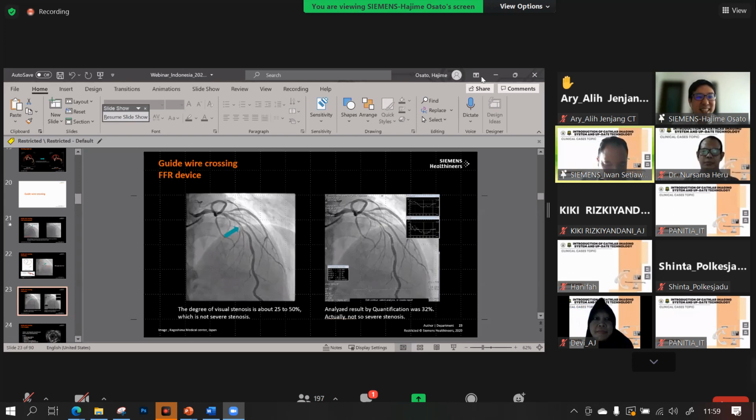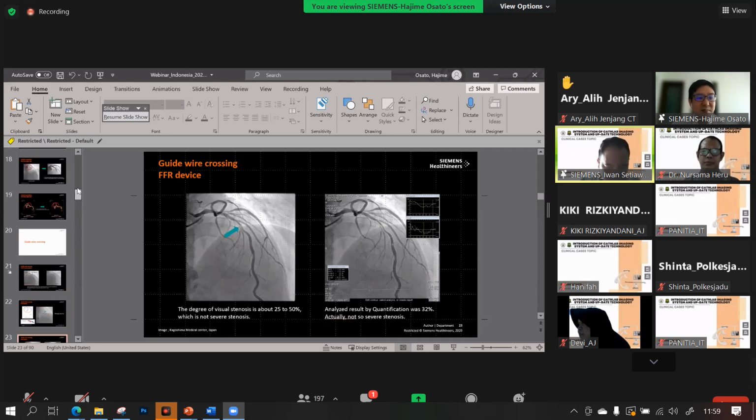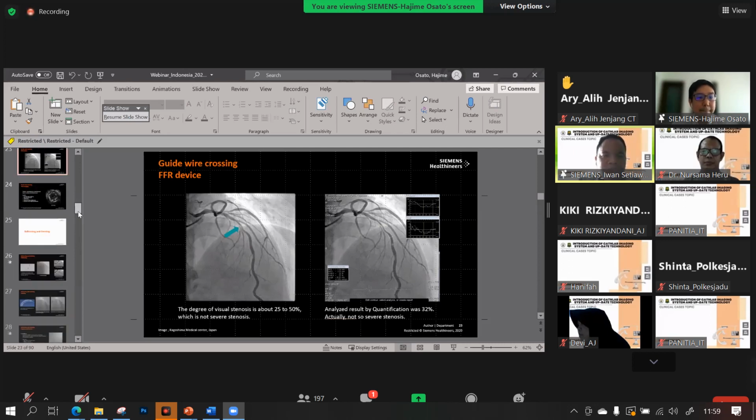The question is, does the roadmap image in Siemens get generated from the DSA image only?